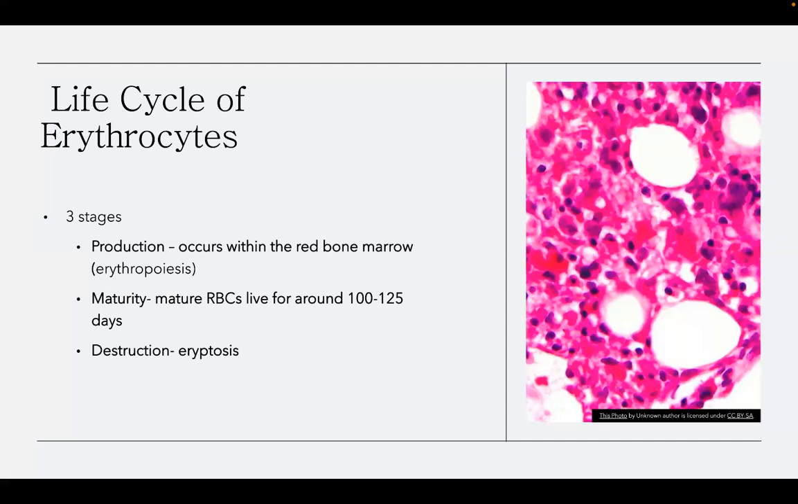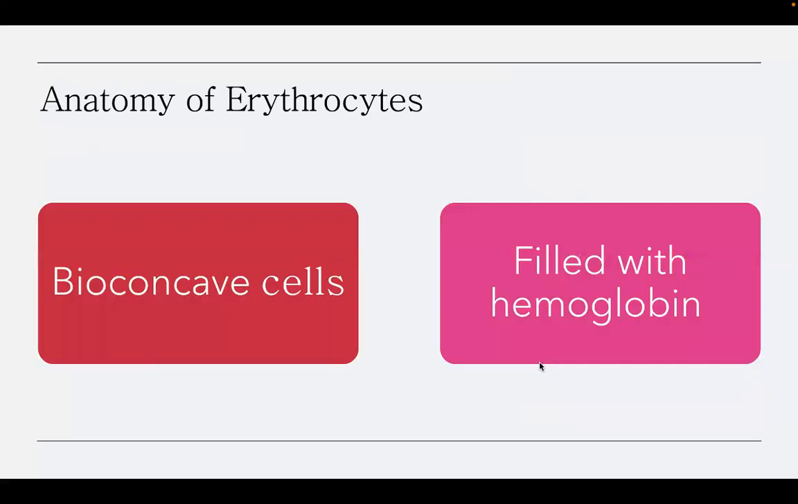There are a couple disorders related to red blood cells. I would like to mention one is anemia. This is caused by having a deficiency of red blood cells. Red blood cells have a fairly basic anatomy. They are biconcave cells, meaning that they are oval-shaped with a concave section in the middle, like that first picture I showed. And they are filled with hemoglobin, which we will discuss up next.